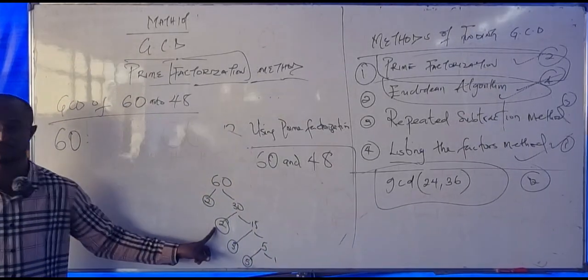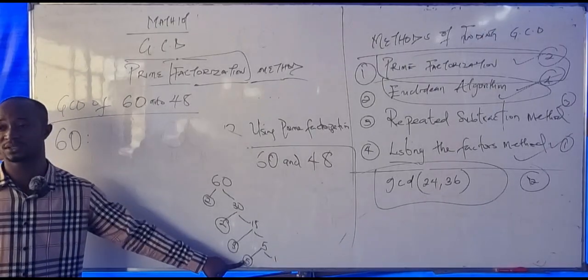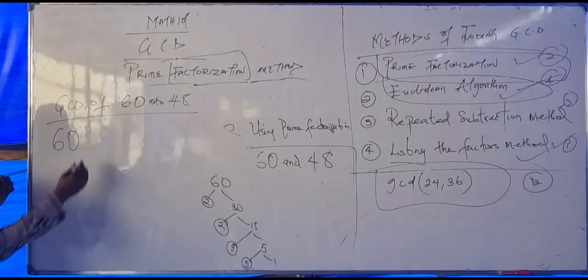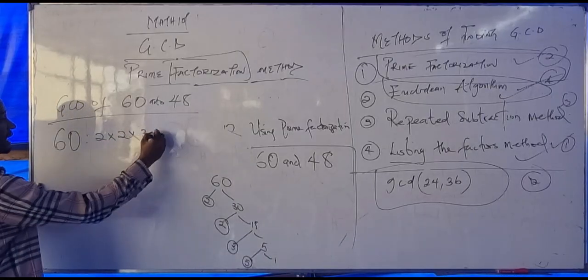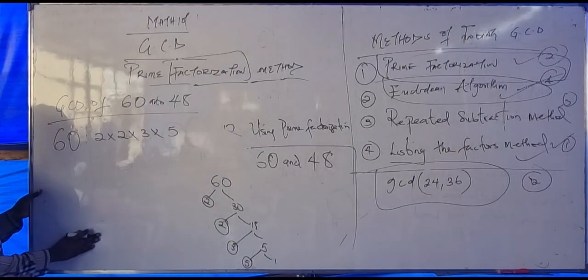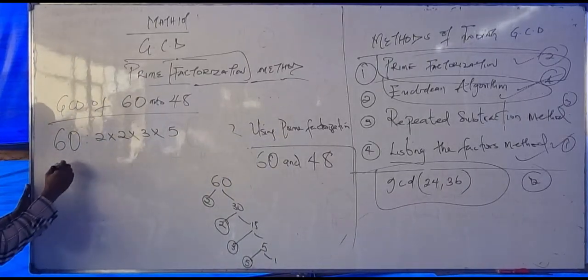2 times 2 is 4, times 3 is 12. 12 times 5 is 60. So can we say that the factors of 60 are 2 times 2 times 3 times 5, right? Are you following? Let me leave it this way. What's the next one here?